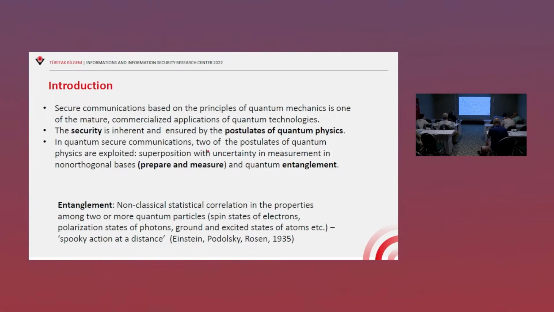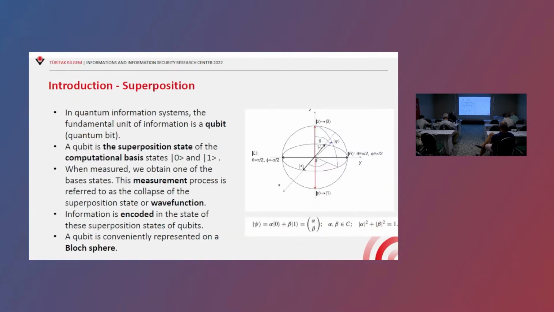Entanglement, as we all know, is a non-classical statistical correlation in the properties of two or more quantum particles. These properties could be the spin states of electrons, or maybe polarization states of photons, or ground and excited states of atoms. This is what Einstein referred to as spooky action at a distance in the famous EPR paper in 1935: that two particles, no matter how far apart they are, once you make an observation on one of the particles, particle A, it would have an instantaneous effect on the state of the second particle. This is the property that we'll be exploiting in secure communications.